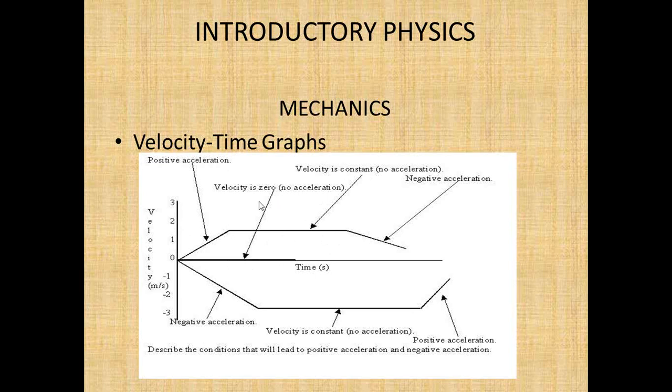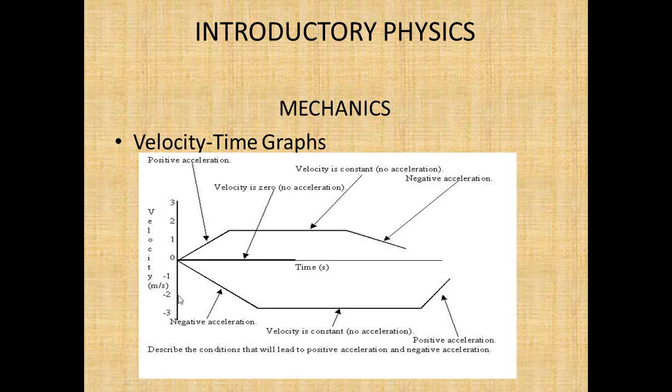If it slopes upwards, then this is a positive slope, positive acceleration. If it slopes downward, then this is a negative acceleration, okay? And then this is your zero velocity, no velocity right there. So now we come down to the negative portion of your velocity time graph. The negative portion is right there.